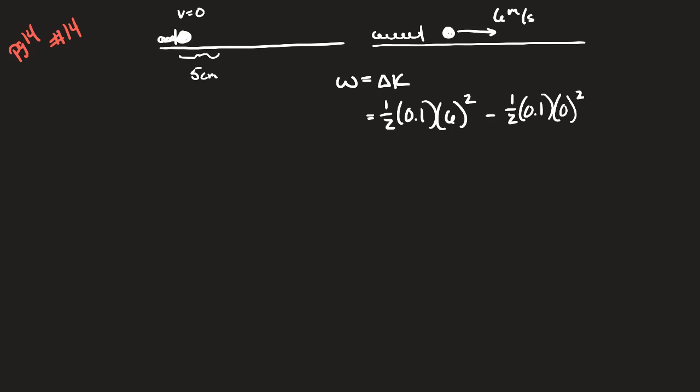Now, 6 squared is 36. Half of 36 is 18. 0.1 times 18 is 1.8. So 1.8 joules is the work done by the spring on the ball.